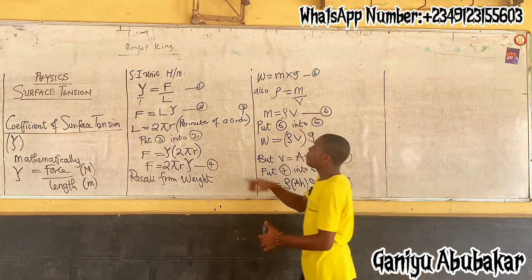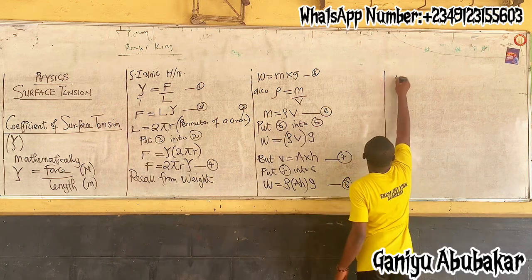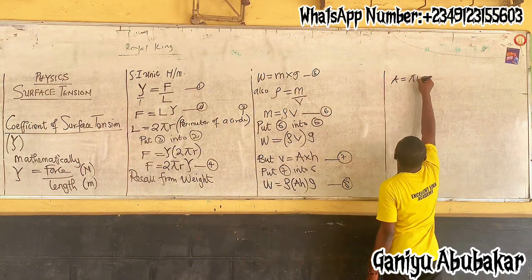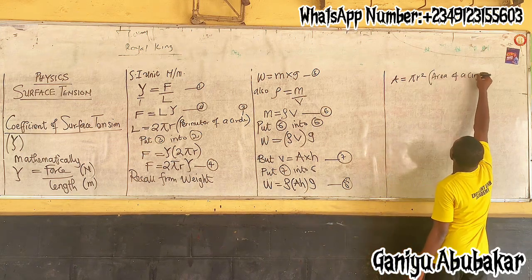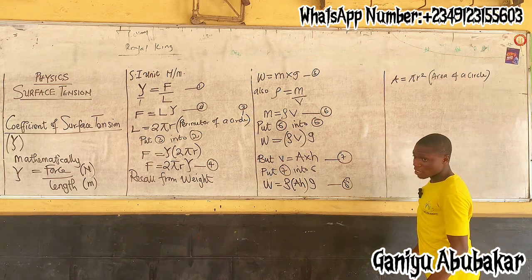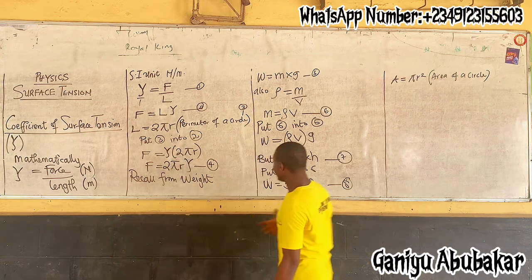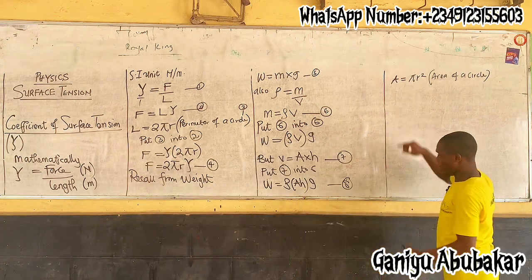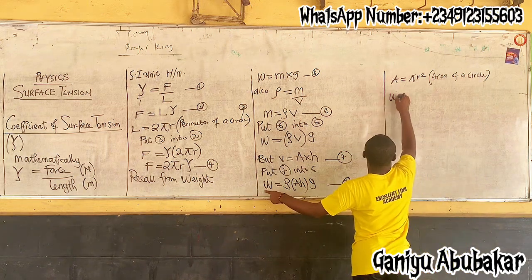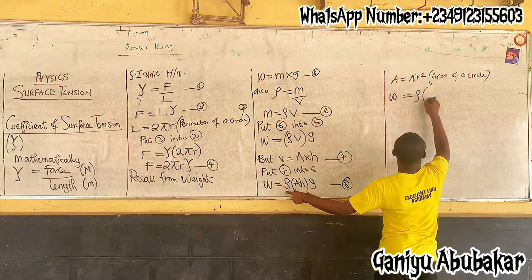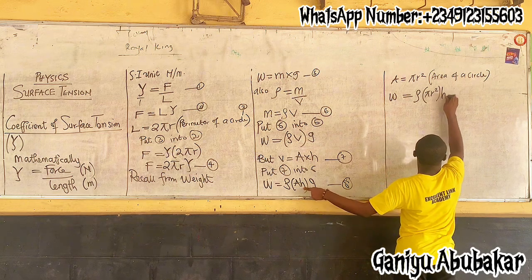Now since I'm using the perimeter of a circle, I'll use the area of a circle. So A is pi r squared. That is the area of a circle in 2D. I explained why it is 2 pi r and why it is pi r squared. Now I'll put this into equation 8. So I have W as equal to rho into A, pi r squared, then H, then G.